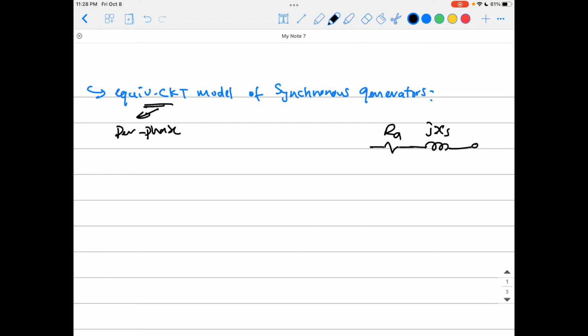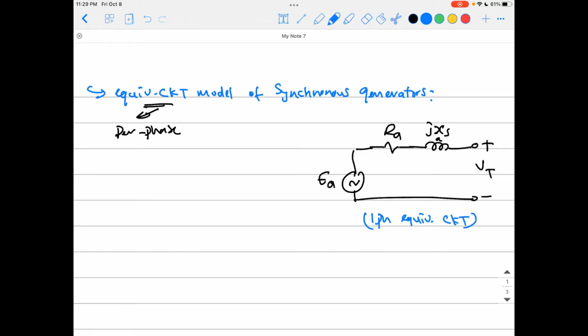Here jXs is what we call the synchronous reactance, and RA is the armature resistance. Everything is per phase. And here is the induced voltage per phase. I'm calling it EA because I'm targeting phase A, so everything here is just for phase A: jXs, RA and EA, and that is the terminal voltage V terminal. Everything here is per phase, so that is what we call the single-phase equivalent circuit.